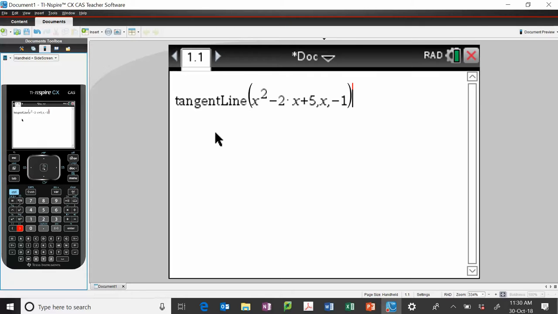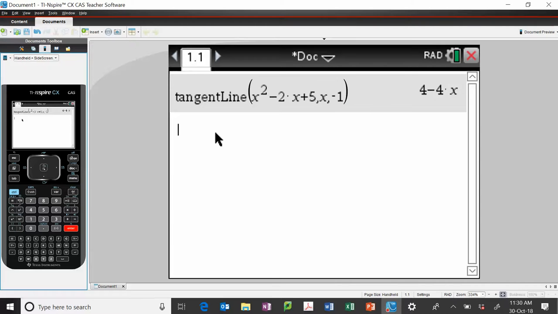Okay, and it'll do all the set of calculations that you would normally do, where you differentiate it, sub in negative 1, get the gradient, find the coordinates when x equals negative 1, sub it in to find c. If you did all that by hand, this is doing it all in one go. If you press enter now, this will give you the answer for the tangent line. So I know the gradient's negative 4, y-intercept is at 4. So negative 4x plus 4. That's my equation of the tangent line.